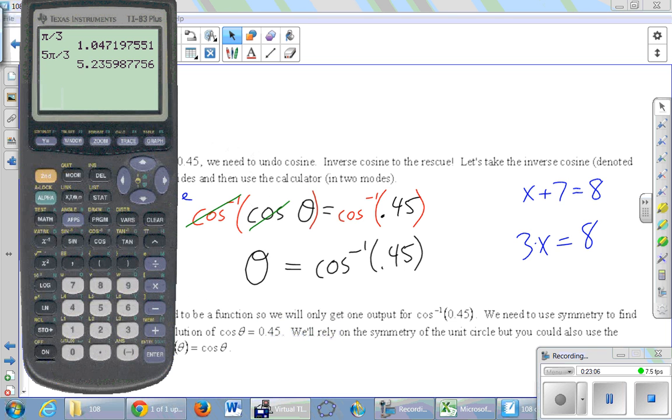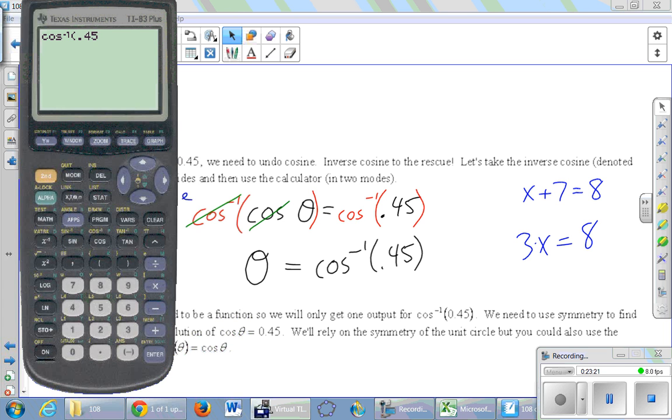Well, we have an inverse cosine button. It's right here, right above the cosine. You can see in yellow, it says cosine to the -1. And so we'll clear this here, and we're going to type in second cosine. Okay, there it is right there, cosine to the -1 of 0.45.